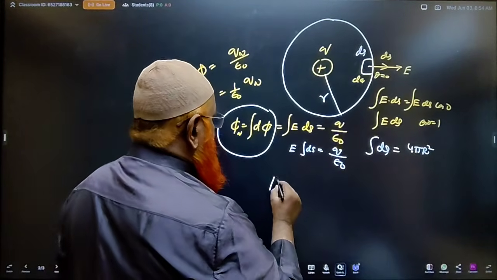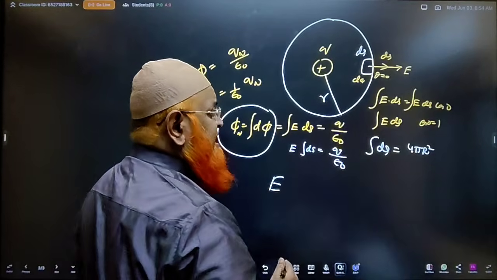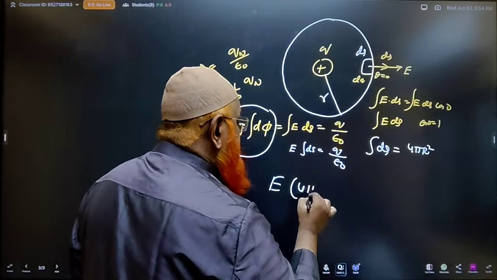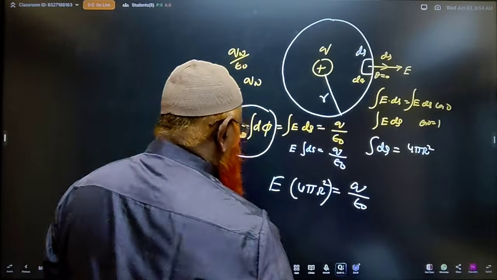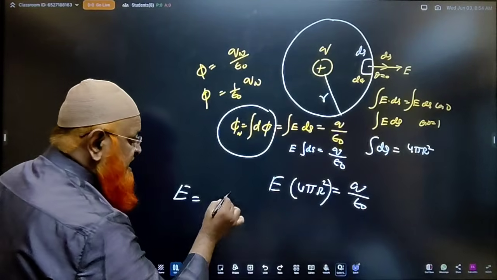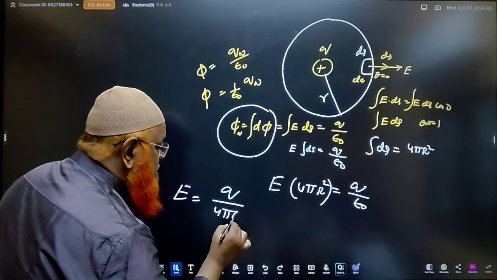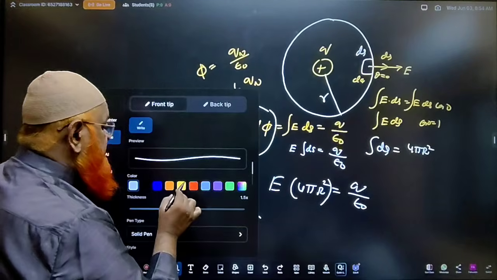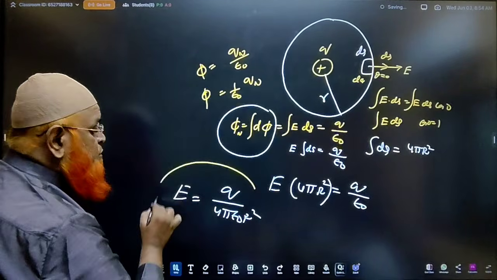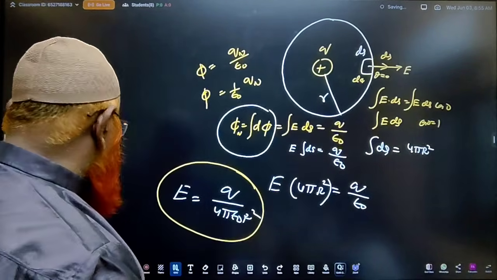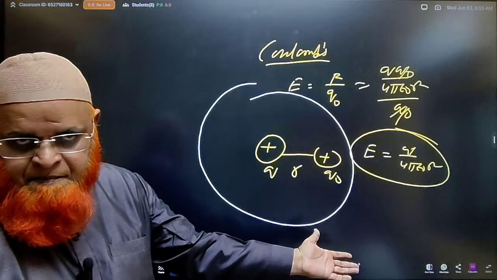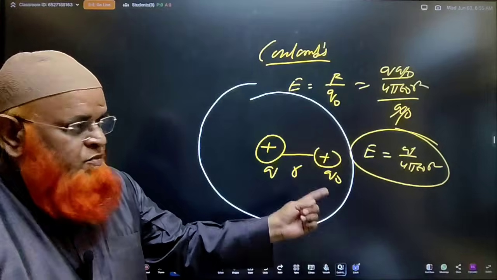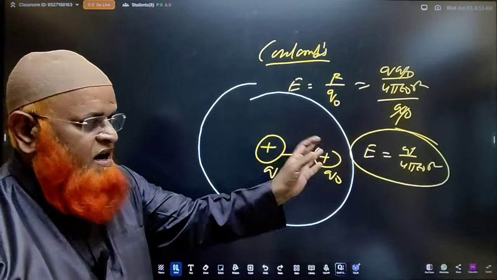Now just see here. E and dS, if you integrate dS, I am getting 4 pi r square into q by epsilon naught. So I am getting electric field intensity as q by 4 pi epsilon naught r square. So by using Gauss law, I have proved Coulomb's law, because from Coulomb's law also I am getting the same formula. Is it not a wonderful thing? Because by using Gauss law, I have explained electric field intensity.